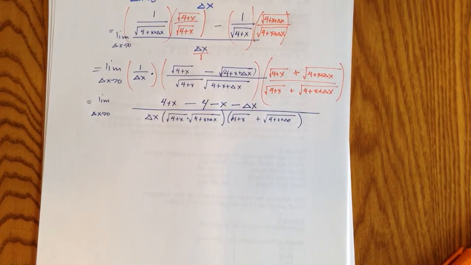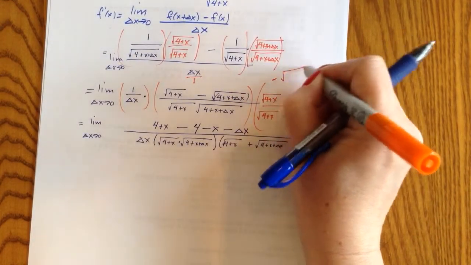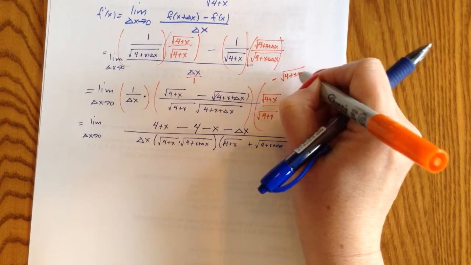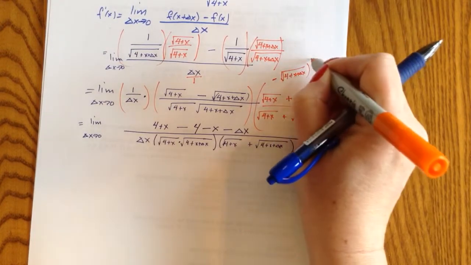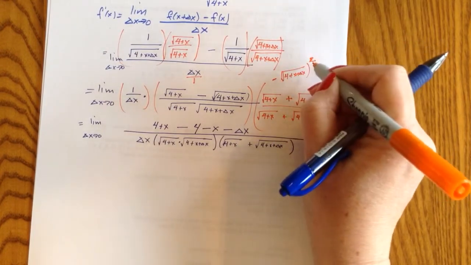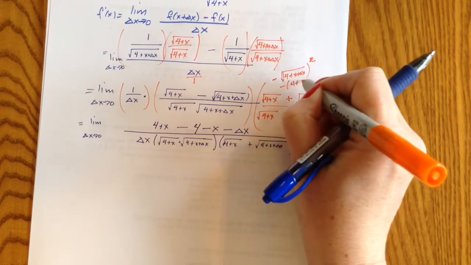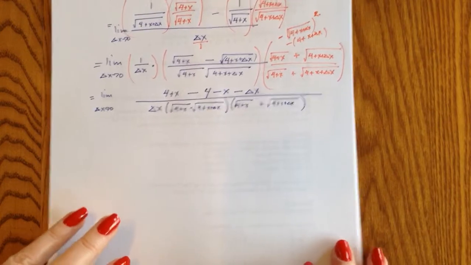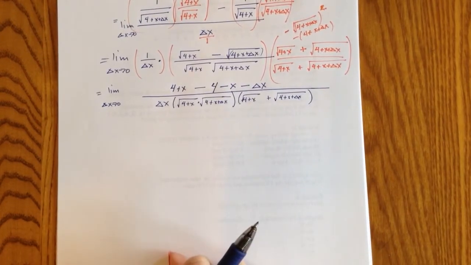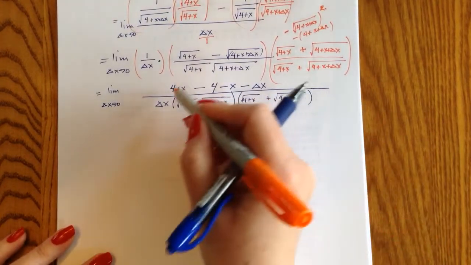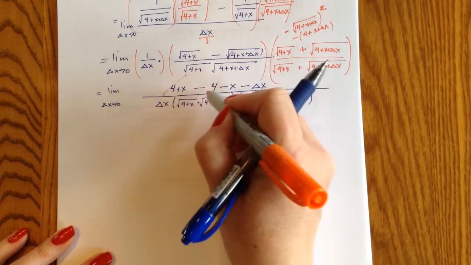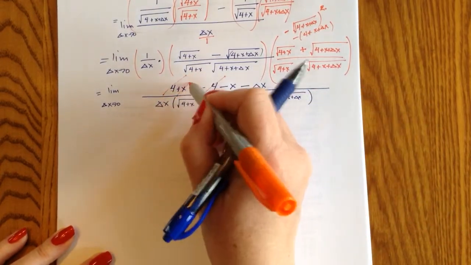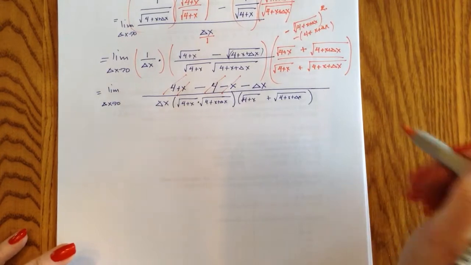You got all that? If you don't, we could do it on the side. It's going to be minus the square root of 4 plus x plus delta x squared. The square and the square root undo, so it's minus 4 plus x plus delta x. Distribute the negative. There you are. Yes, you're welcome. All right, look at that numerator. Silly numerator: 4 and negative 4, x and negative x.